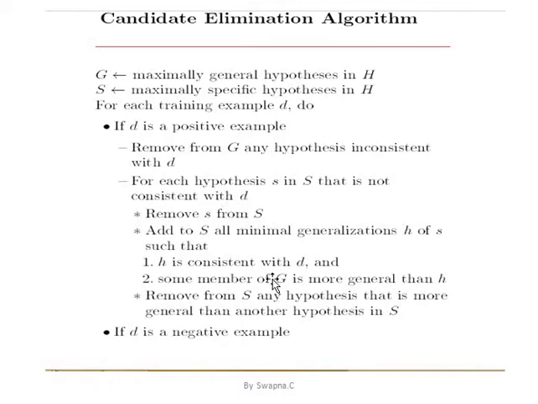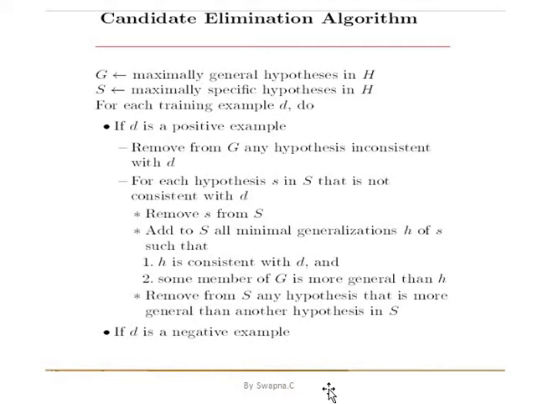So what is the meaning of these steps? If it is a positive training example, we keep the maximally general hypothesis as it is, and we change the maximally specific hypothesis, making it depend on whatever attribute values are present in that positive training example. Depending upon that, we make it a little bit generalized. Like that, for every positive example we continue.